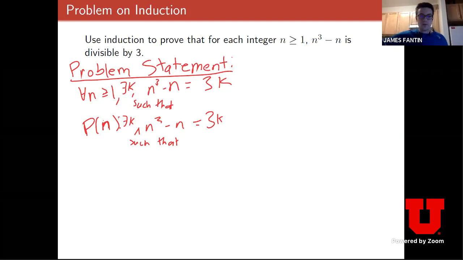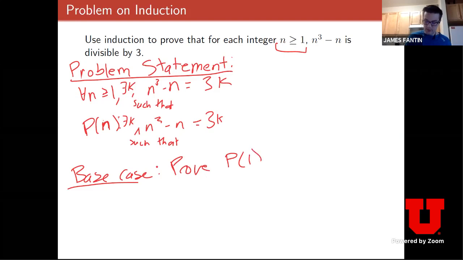But yeah, so we're always going to start with whatever the smallest value is. Oftentimes it's going to be 1, but it depends on the problem. So we always want to look for what's the smallest possible value of the n that we're given. Here it's 1. So our base case, we want to prove that P of 1 is true.